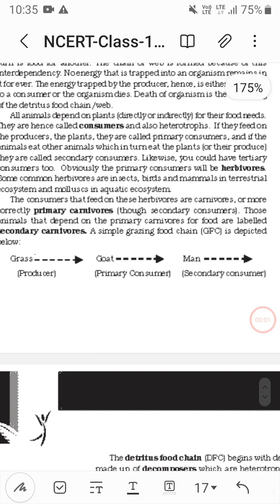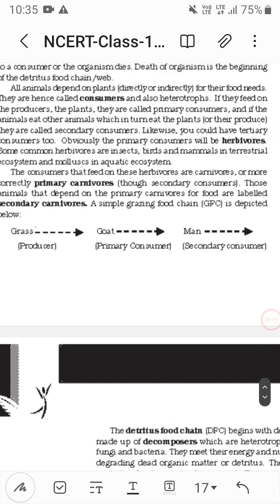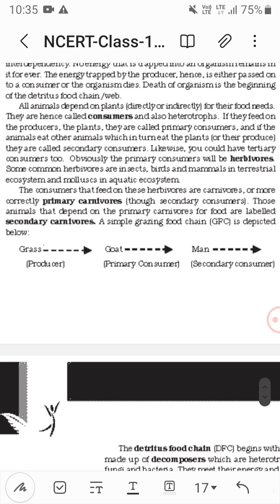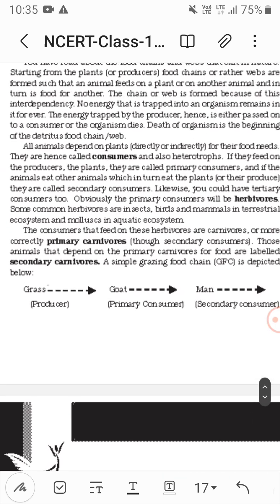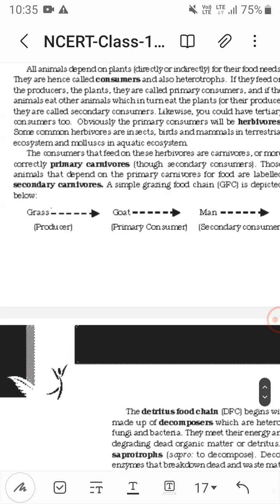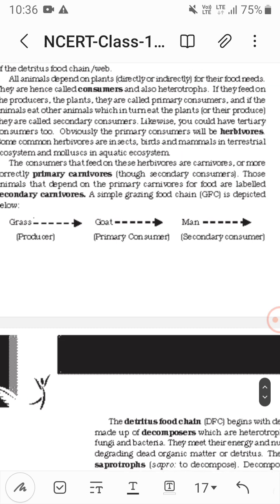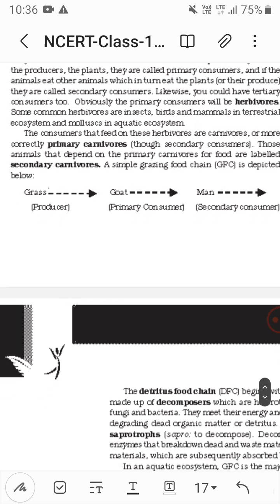Now the primary carnivores, those secondary consumers, and secondary carnivores, those tertiary consumers. The consumers that feed on these herbivores are carnivores, or more correctly primary carnivores. Those animals that depend on the primary carnivores for food are labeled as secondary carnivores. So a simple grazing food chain, GFC, is depicted below.